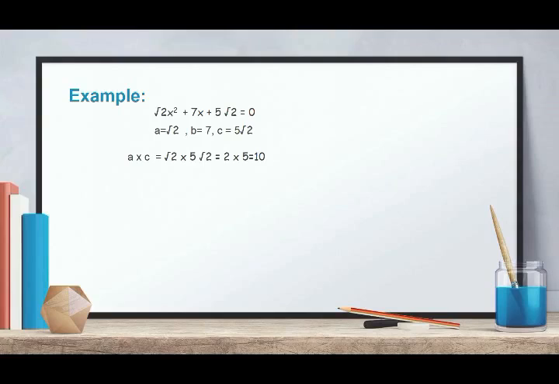Now we will split these factors, or we will add or subtract these factors such that we get b, that is 7. So on splitting the middle term, we get root 2 x squared plus 2x plus 5x plus 5 root 2 equals 0.